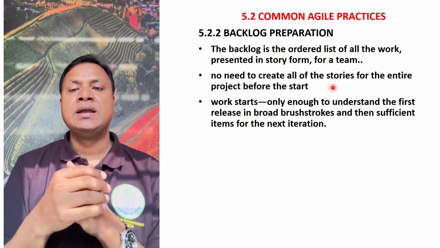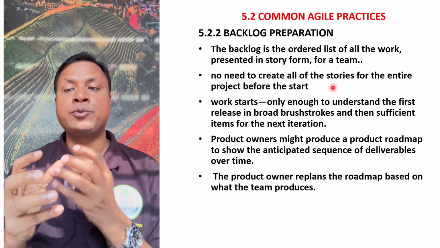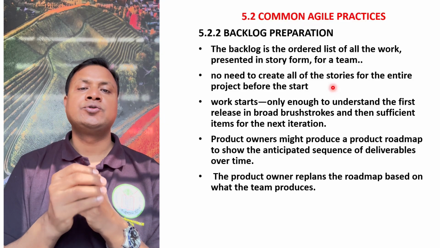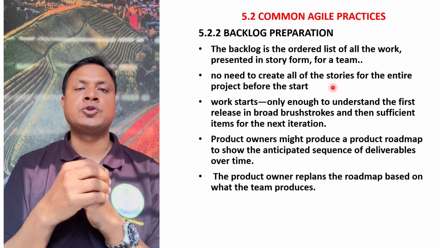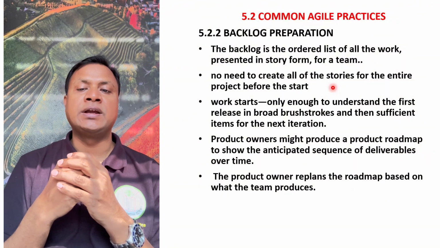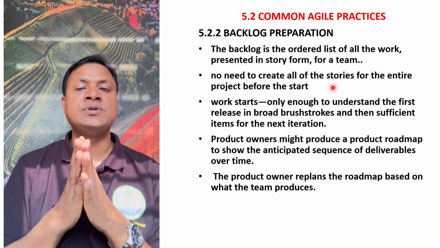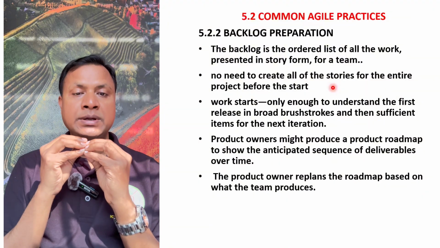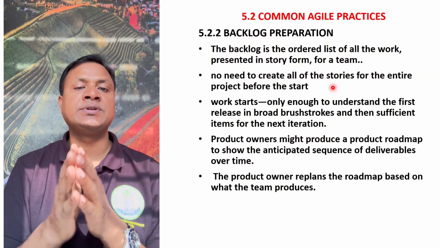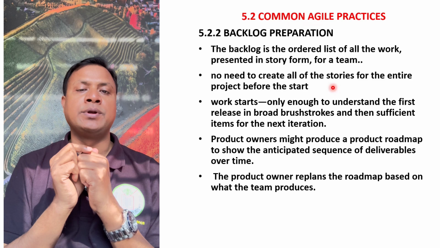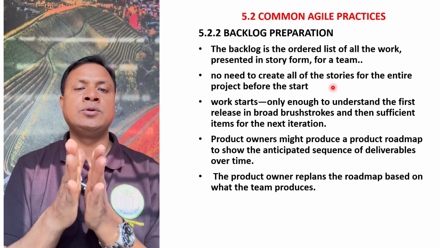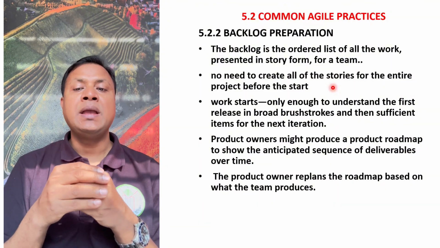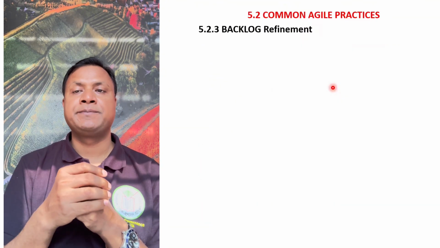You cannot do that. So product owners might produce a product roadmap to show the anticipated sequence of deliverables over time. So after each delivery, hold a retrospective meeting and then do it again. So backlog preparation means making the list of stories which is necessary for completing the task ahead at this moment. So for each iteration, you will make a backlog preparation. So the product owner replans the roadmap based on what the team produces.